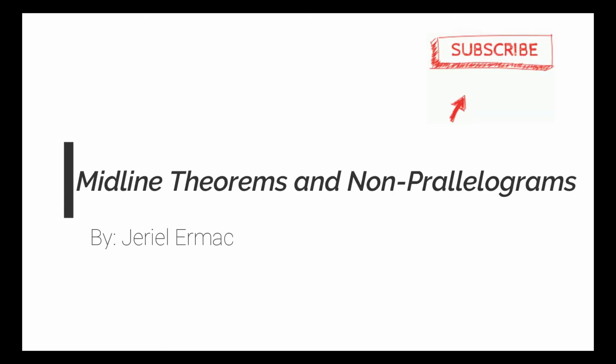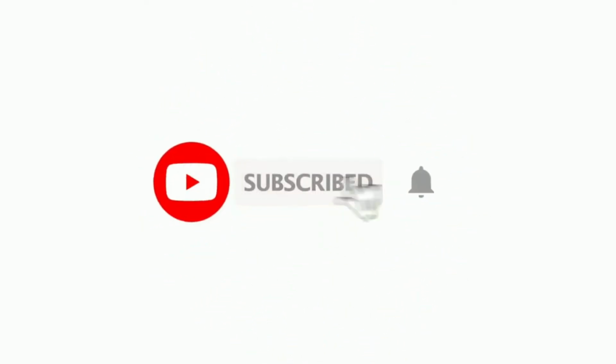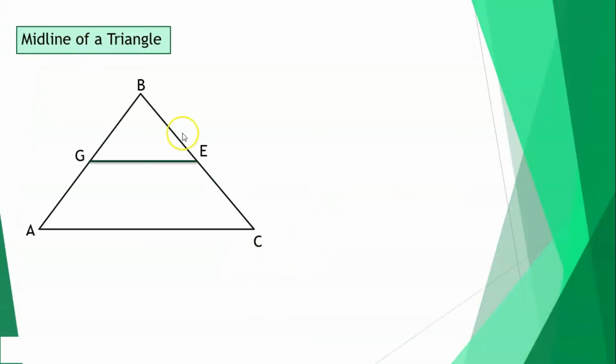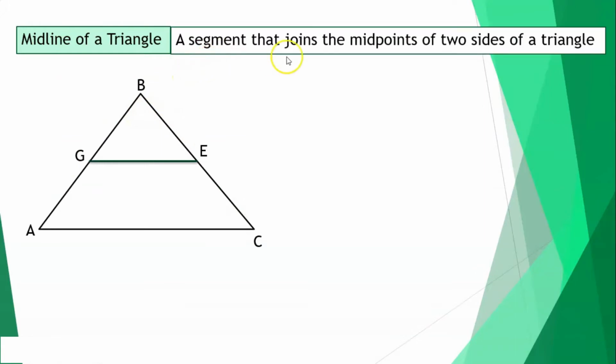Hello everyone, in this video we will learn all about midline theorems and non-parallelograms. Now to begin with, we have here a midline of a triangle. A midline of a triangle is a line segment that joins the midpoints of two sides of a triangle. Given this triangle ABC, G and E are midpoints of sides AB and BC. So this line segment GE here is a midline of triangle ABC.